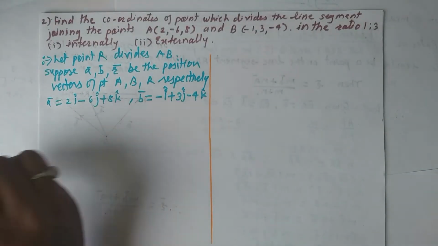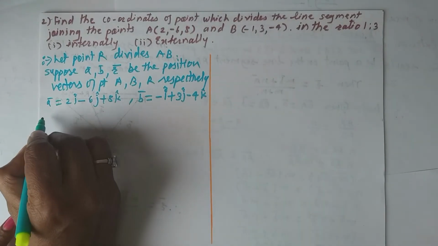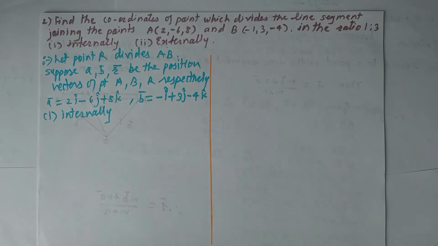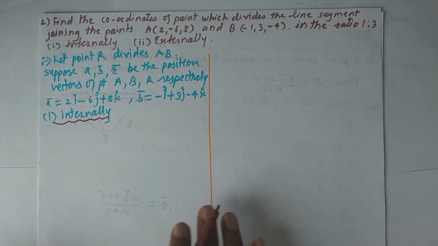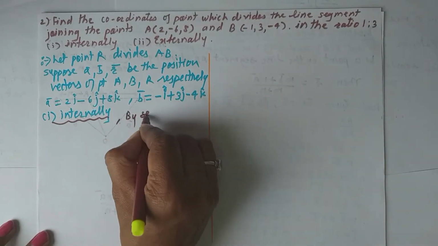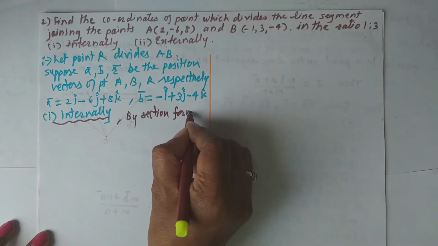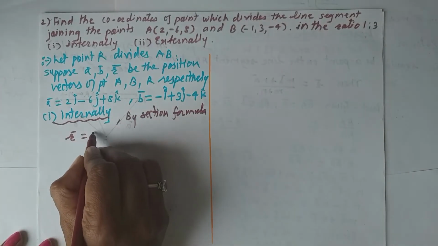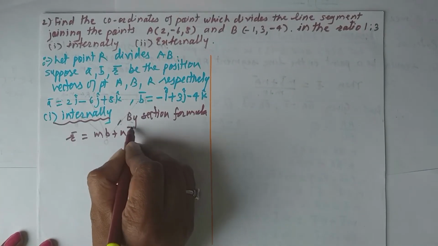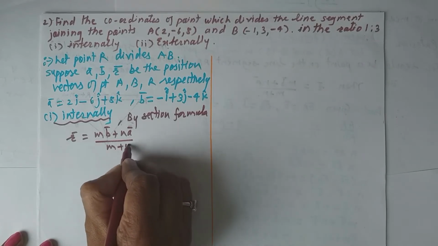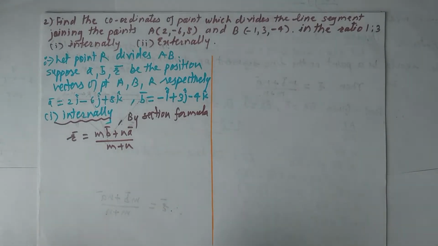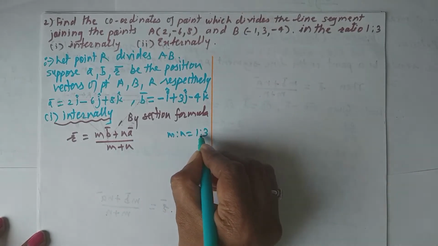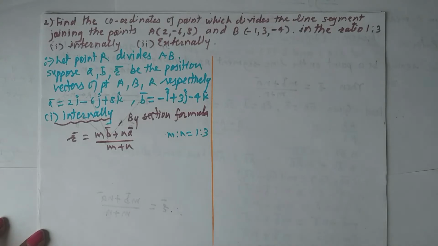Then, the section formula. First we will find the solution for internal division. You write down for internally. What is the section formula for internal division? That is nothing but R bar is equal to (m B bar plus n A bar) divided by (m plus n). And what is the ratio here? Here the ratio m is to n is 1:3, meaning the value of m is 1 and n is 3.